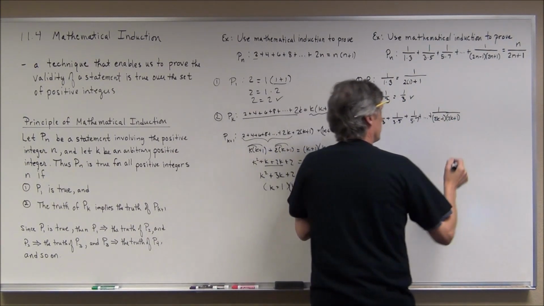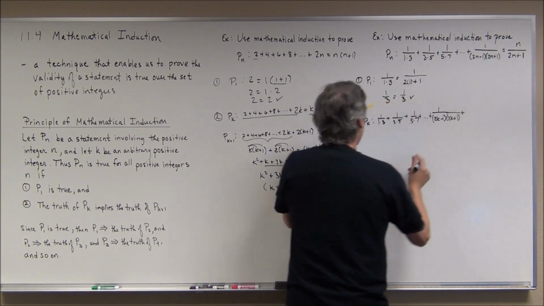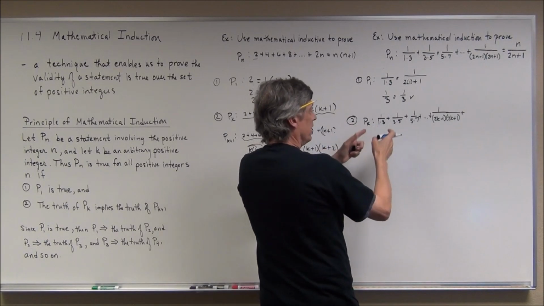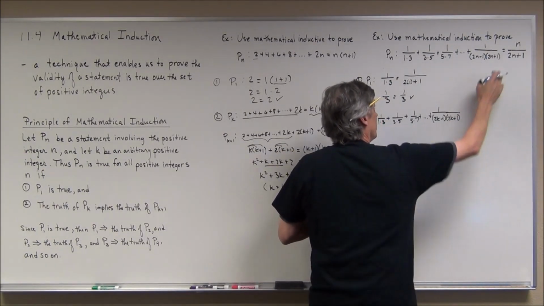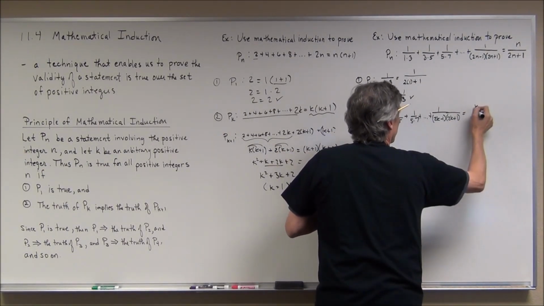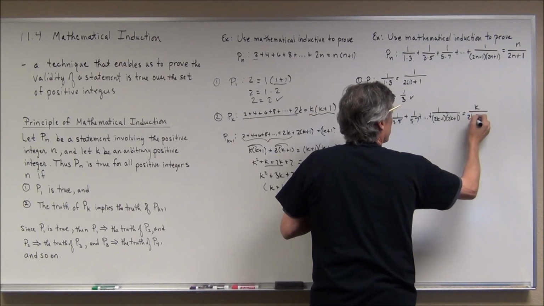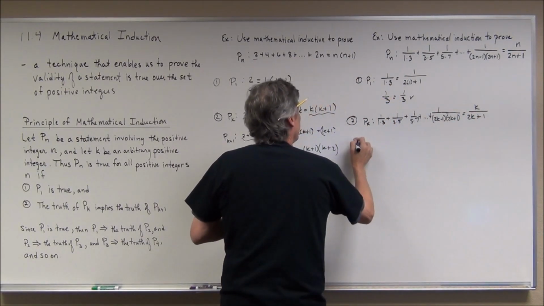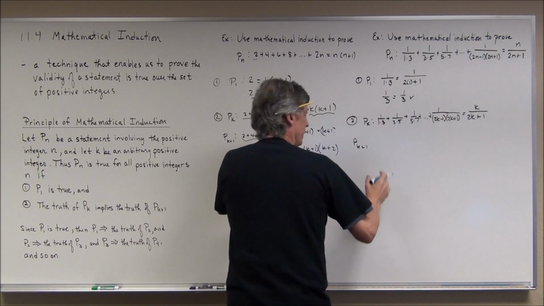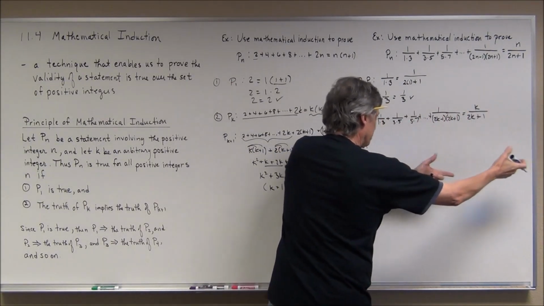And here's where it gets a little fancy. I need to write the, equal, jump the gun, to k over 2 times k plus 1. To find P of k plus 1, it's going to be all this plus the next term.